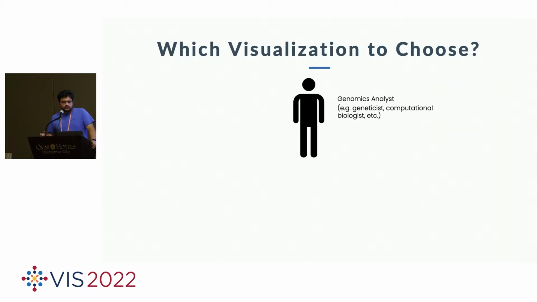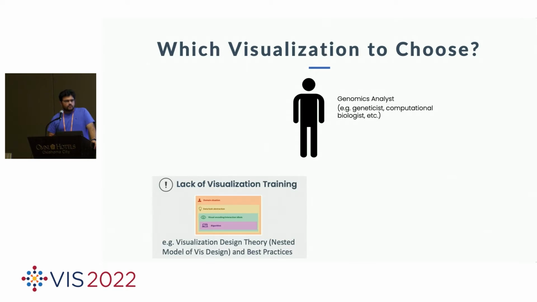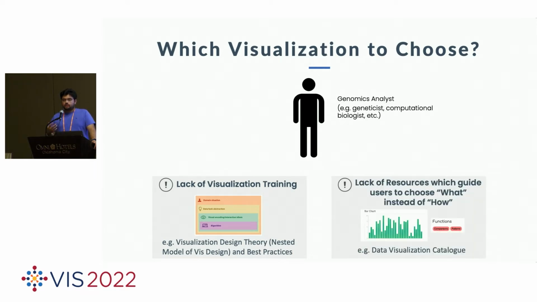Now, when we look at this, one question that arose in my mind, and when we talked to genomics analysts, was how do they decide which visualization to choose? And we learned that it was hard for them, and that makes sense because we, as the visualization community, spent years learning and perfecting the design space and the design decisions of choosing a visualization. However, genomics analysts, unfortunately, don't have that kind of bandwidth. It would be good if we had some kind of solution or a tool that could recommend or tell them what visualization to use.